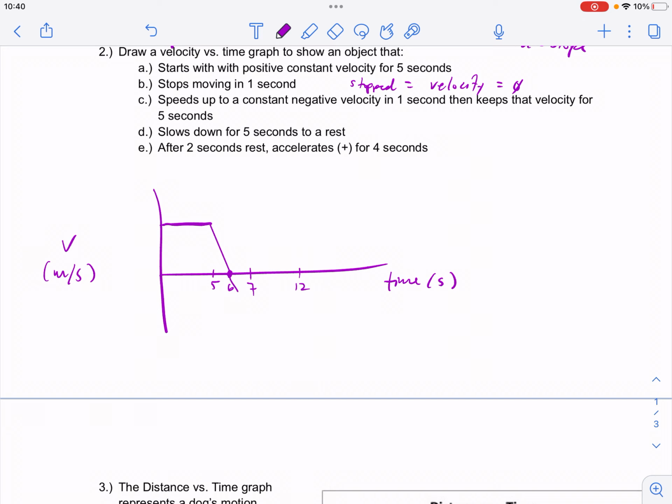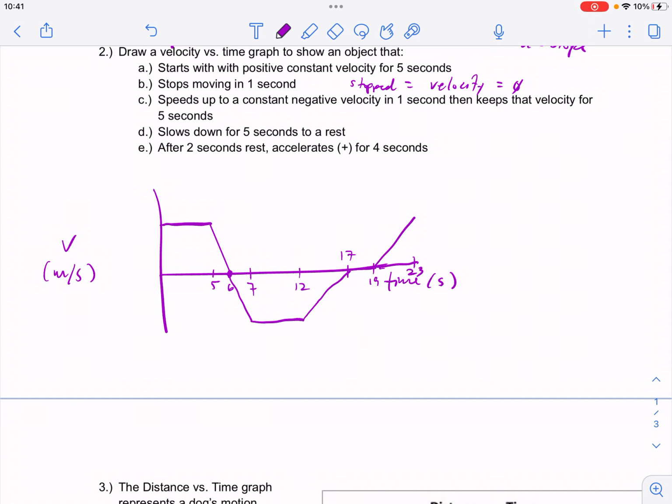So I'm going to speed up. That means my velocity is changing. So I did that for 1 second, and then I stay at that velocity for 5 seconds. Then I slow down for 5 seconds to a rest, which means I go back towards 0 by time 17. And after 2 seconds of rest, which is till time 19, then I accelerate for 4 seconds, and that means I'm getting faster in the positive direction for 4 seconds. So that means something like this until time 23.